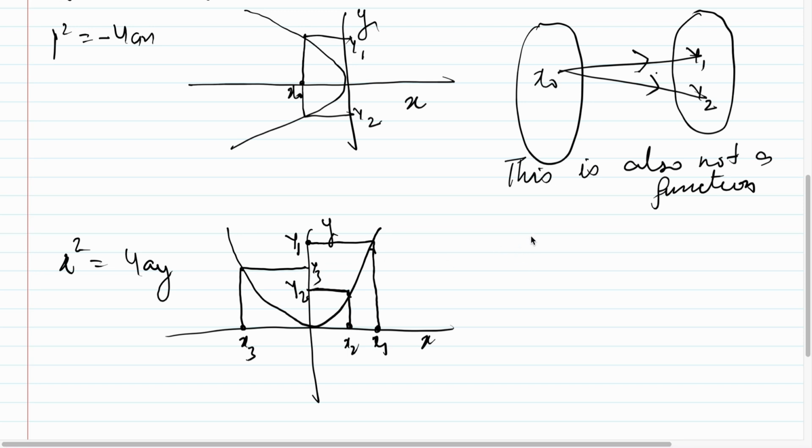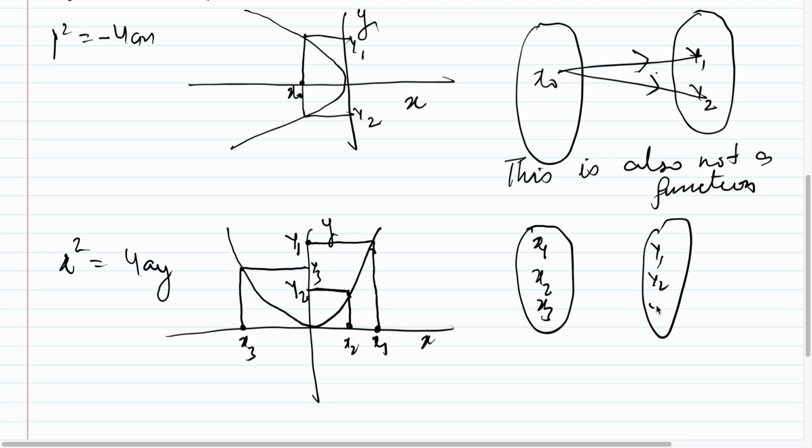So here, each value in the domain set is being mapped with only one value in the codomain set. This satisfies the condition for a function. So this curve represents a function.